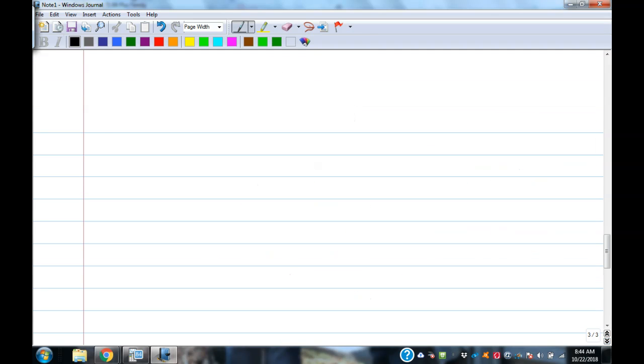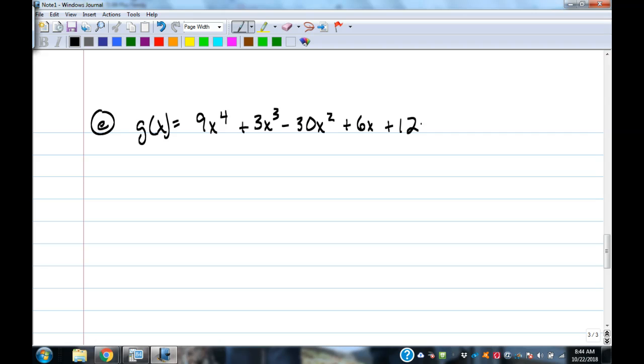All right. Let's look at this one. G of x, 9x to the 4th plus 3x to the 3rd minus 30x squared plus 6x plus 12. We got a 4th degree polynomial here. The highest exponent is 4. So that means we should find how many answers? 4. That doesn't necessarily mean we're going to have 4 factors, but it means we're going to have 4 answers.